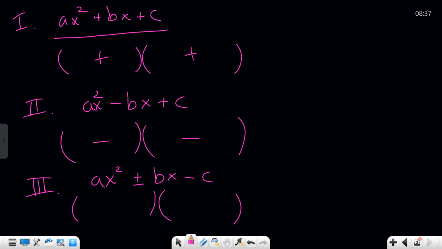Okay, now I'm getting fancy in my notation. The third scenario is if the second term, the B term, is positive or negative, but the last term is negative. In that case, it has to be plus minus. Or minus plus, it's the same thing. Okay, so those are our 3 scenarios.